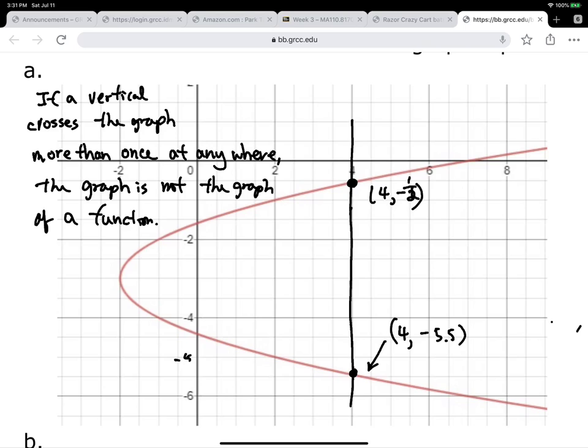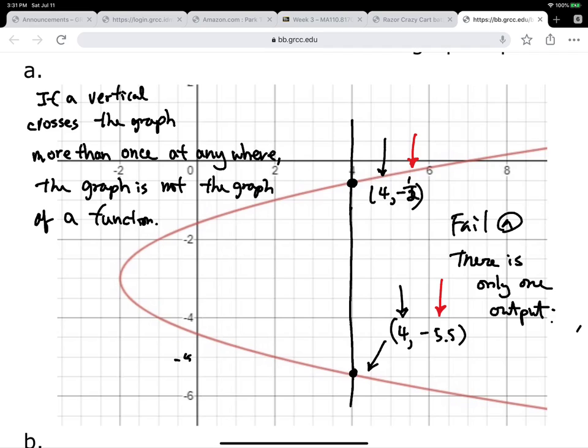And if you remember, from chapter 2, section 1, we talked about the function, and it has to be that for every input, there is only one output. And in this case, we fail at that part. There is only one output. That's the part that we failed. So therefore, in this case, this graph does not represent a function because it failed the vertical line test.